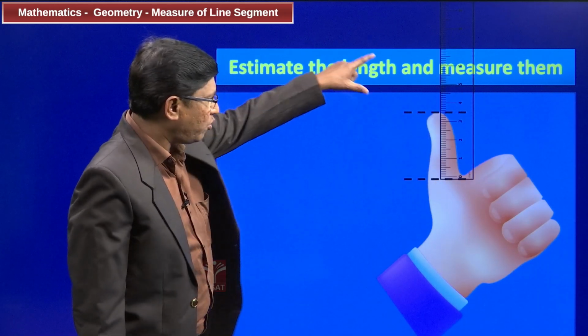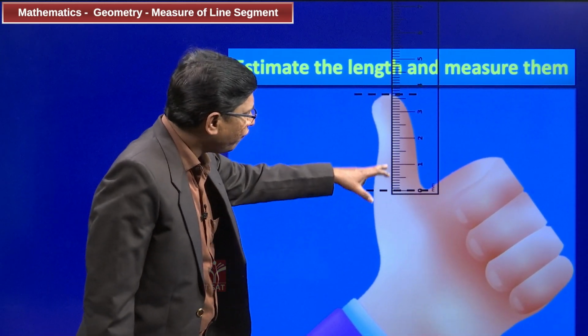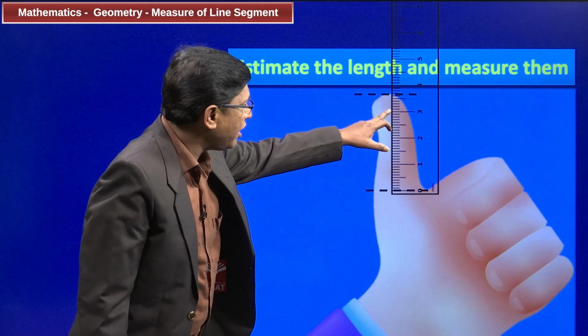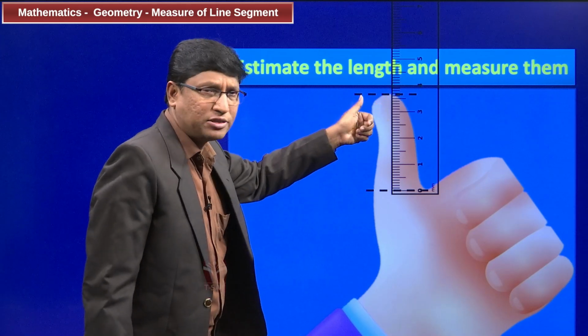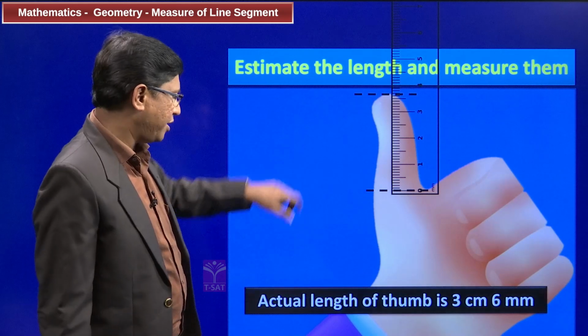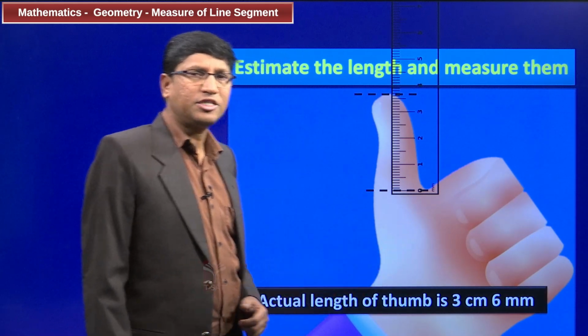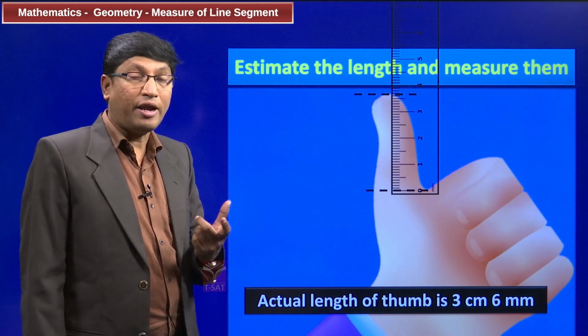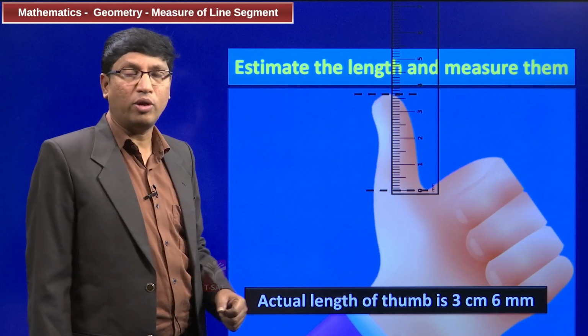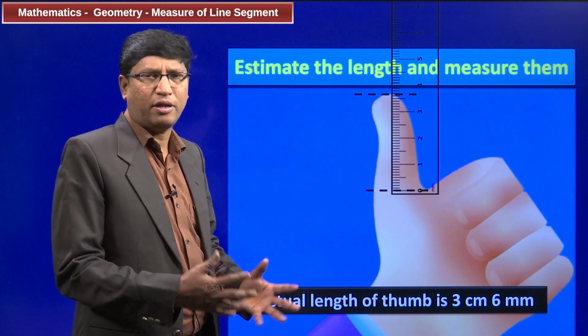So I'll place a scale over there. Now I'll just zoom it. So you can see here where the last one is ending, exactly at 3 here and 6 points, also 6 parts. So 3 centimeter and 6 millimeters. So the actual length of this thumb is 3 centimeter and 6 millimeter. This is how we can find accurately using a scale or a ruler. Okay. So we have estimated it a bit correctly, right?